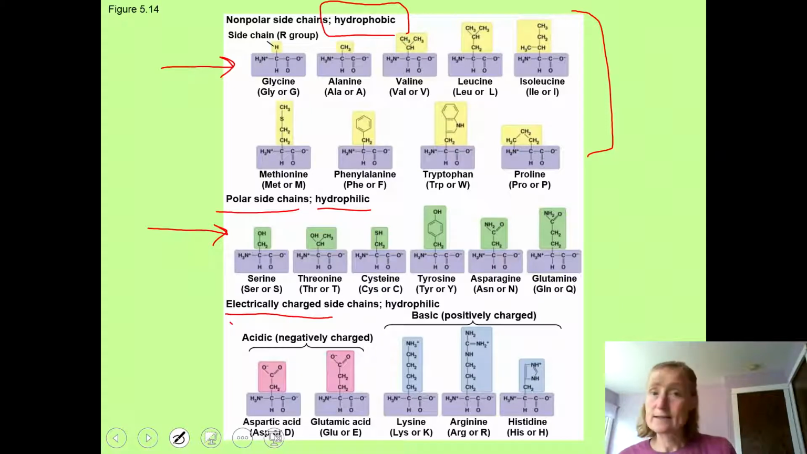And each amino acid has a name. We give it a 3-letter designation and even a 1-letter designation. I know their names and their 3-letter designation, but I forget their 1-letter designations because I don't work with them that much. All right.